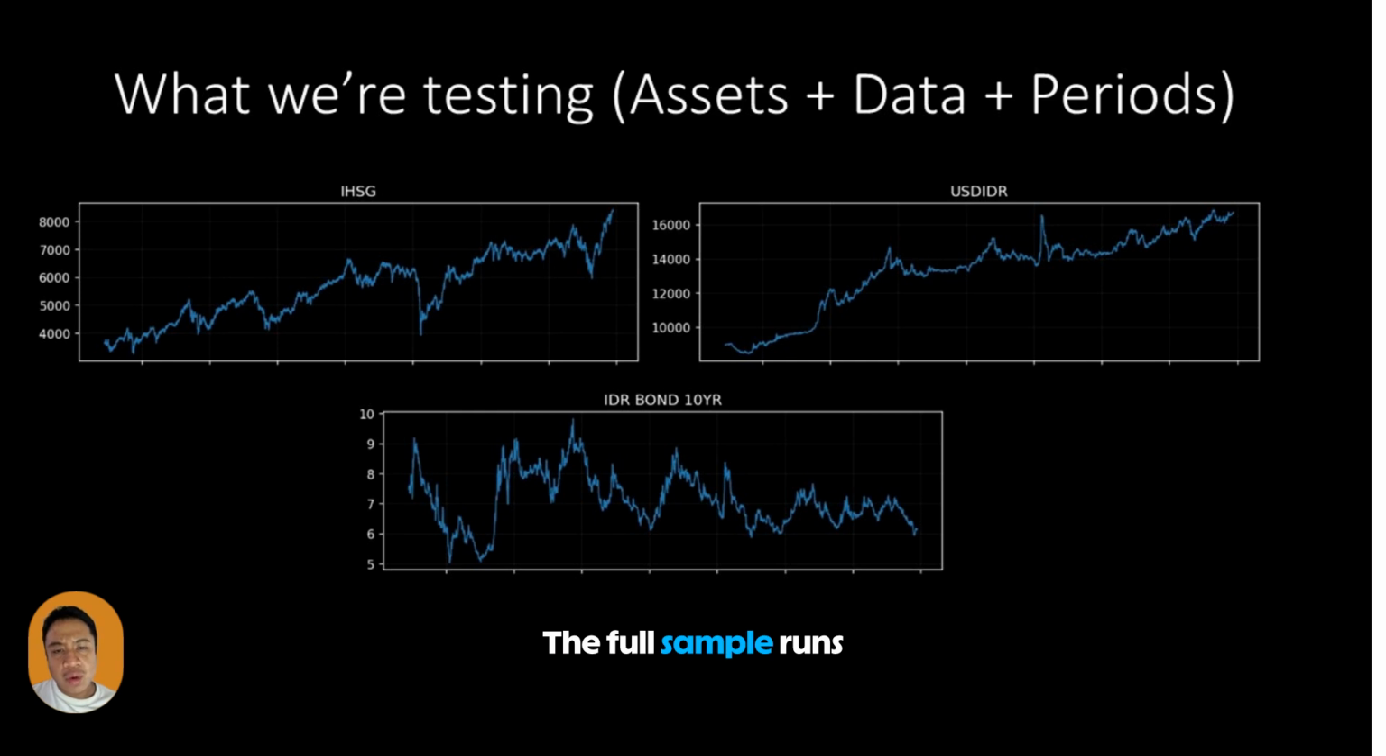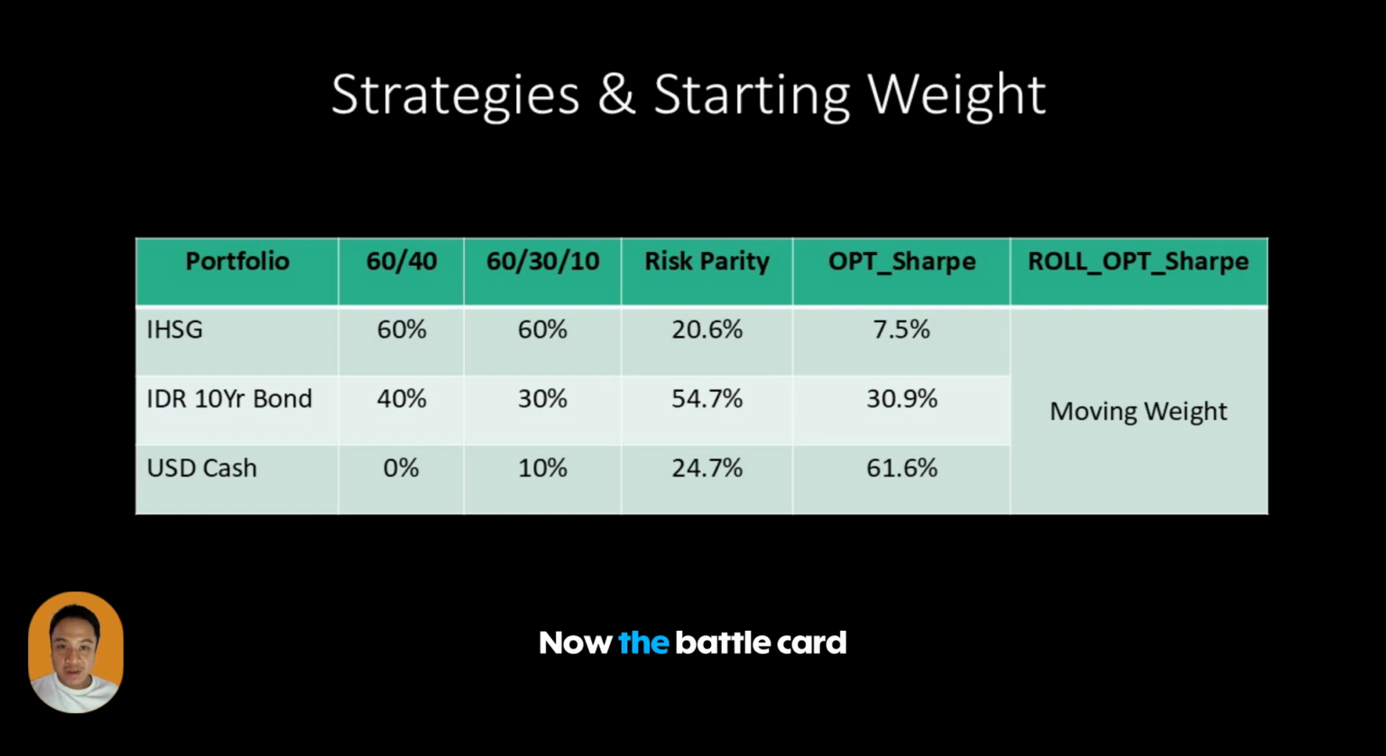The full sample runs from 2010 to late 2025, but we split it properly. Train period is from 2010 to 2018, and test period is from 2019 to 2025. Everything you're about to see is evaluated in the test window starting from equity equals 1.0, so it's a fair comparison. Now the battle card.